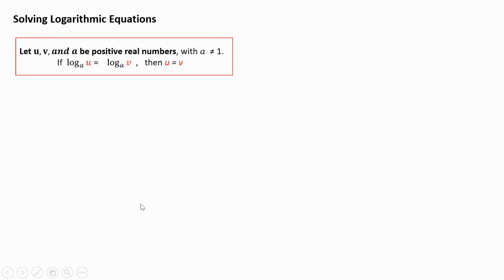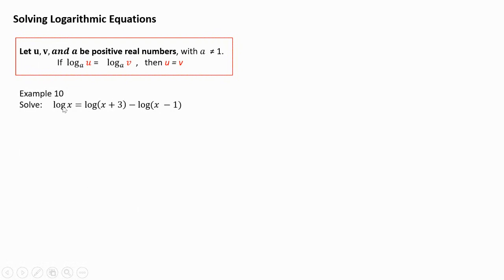So now, this is similar to having the same base. Here we have logs with the same base, right? Let me read the rule here. It says let u, v, and a be positive real numbers, and a cannot be 1. If the log base a of u equals the log base a of v, then u must equal v.